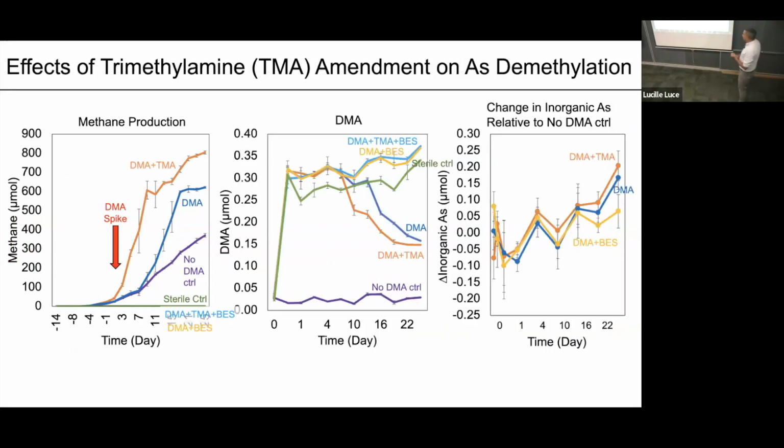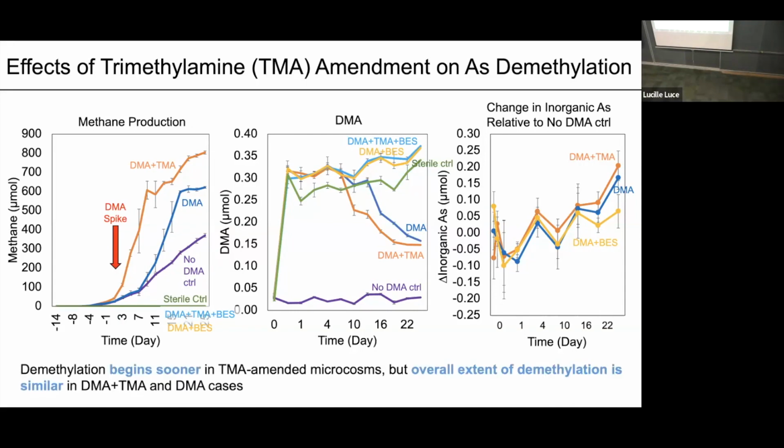So cutting to the chase, what we see again is that when methanogenesis is inhibited, DMA concentrations are fairly stable. When methanogenesis occurs, we see a decrease in DMA, and in the community that was stimulated with trimethylamine, we see an earlier onset and a faster demethylation, although at the end they converge to similar levels. We see an increase in inorganic arsenic, showing that this is a demethylation reaction.